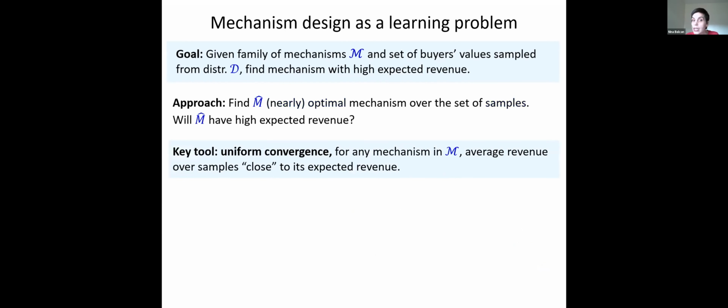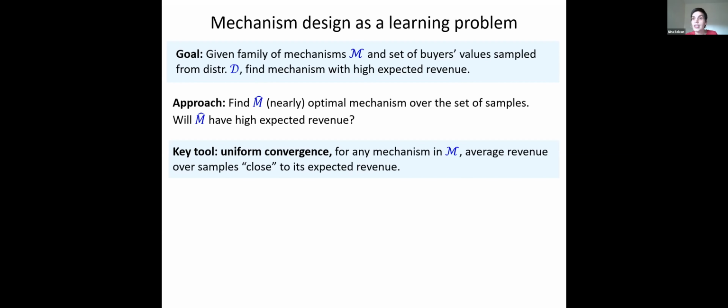One learning theory tool that has been used, and that we have used in our work to address this question, is what we call uniform convergence bounds. What are these uniform convergence bounds? They are bounds on the number of samples we need to see in the training set so that we can guarantee that, with high probability over the draw of the training set of typical instances, we have it uniformly for all mechanisms in our set of mechanisms: their average revenue over the training set is close, say additively epsilon close, to their expected revenue.